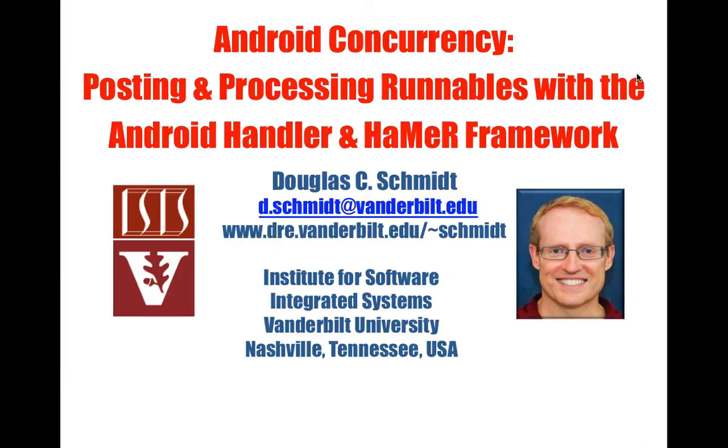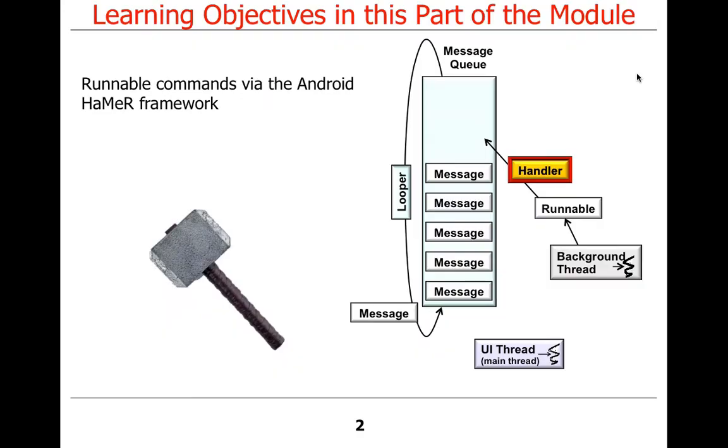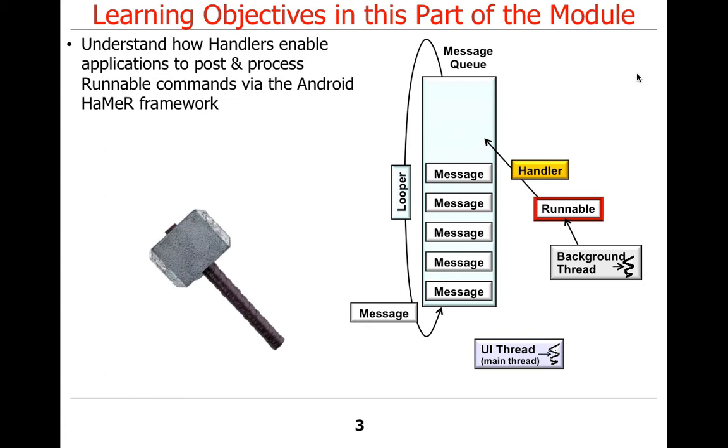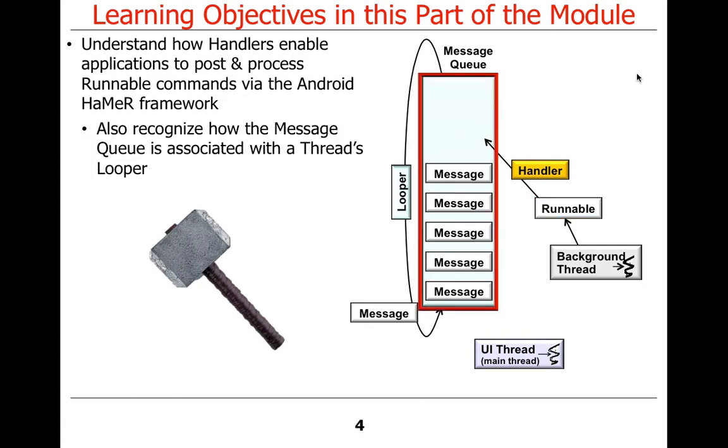We're now going to dive a bit more deeply into posting and processing runnables with the Android handler and HaMeR framework. So this is going to zoom in on a piece of this and talk about how we can use handlers to post and process these things with the HaMeR framework. We're also going to see how the message queue is associated with the thread's looper. We're going to look at this code in a little bit more detail.